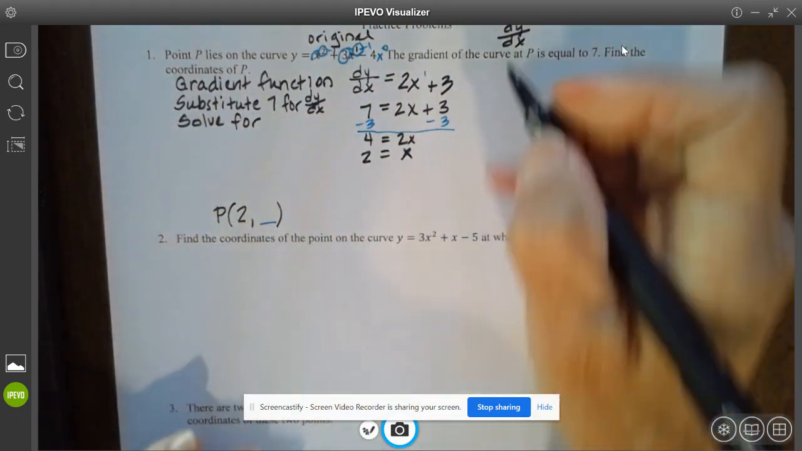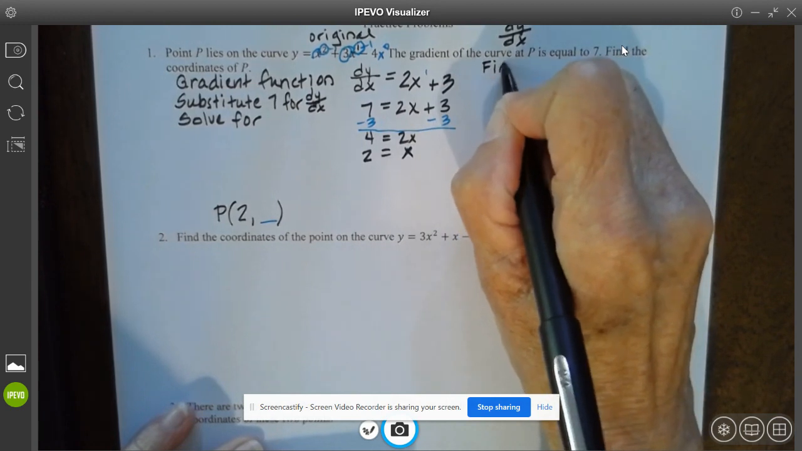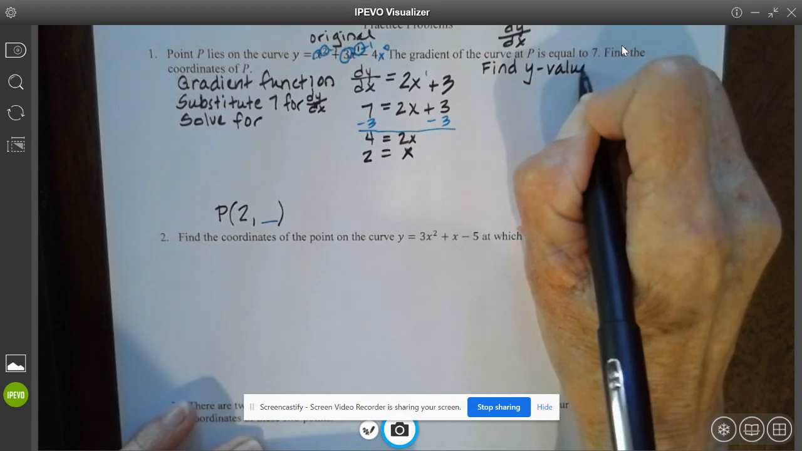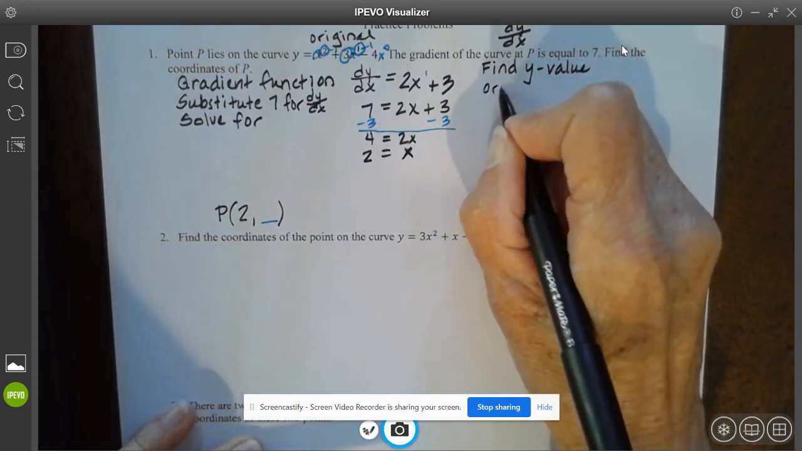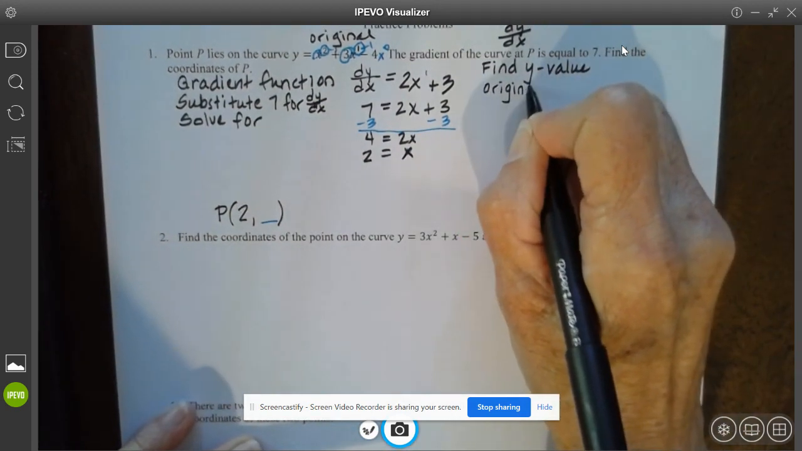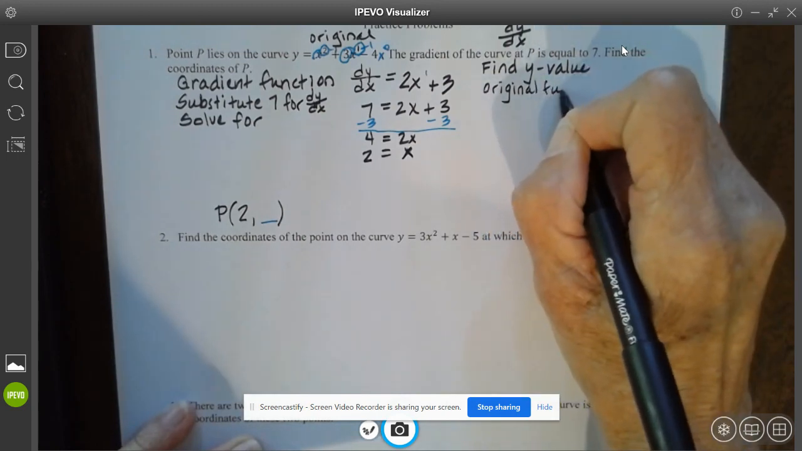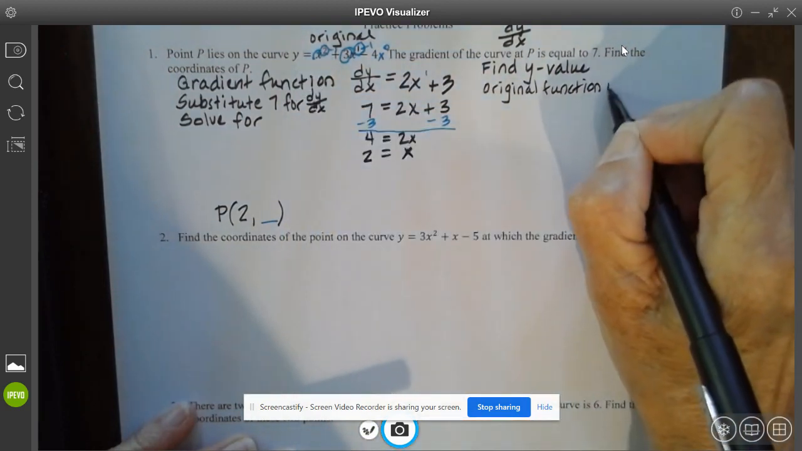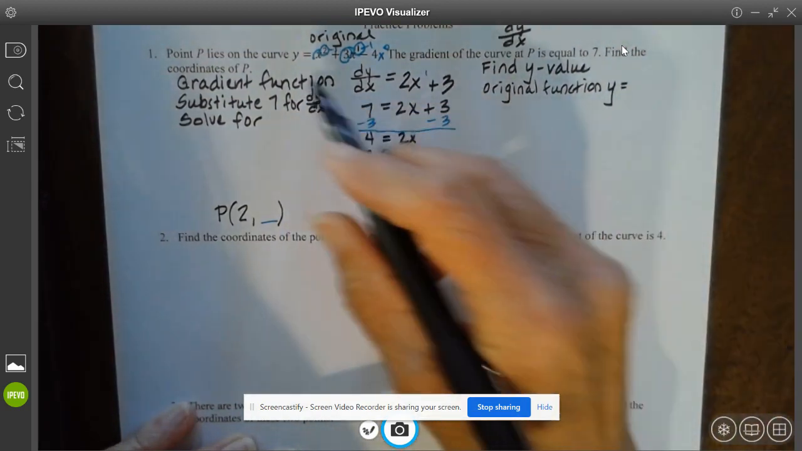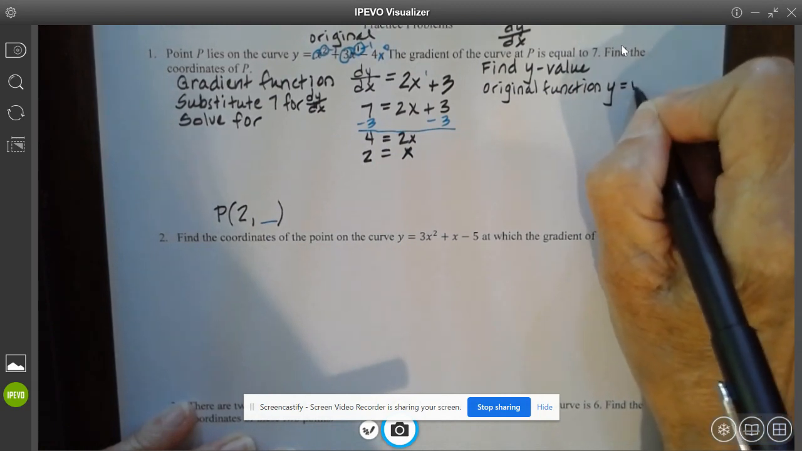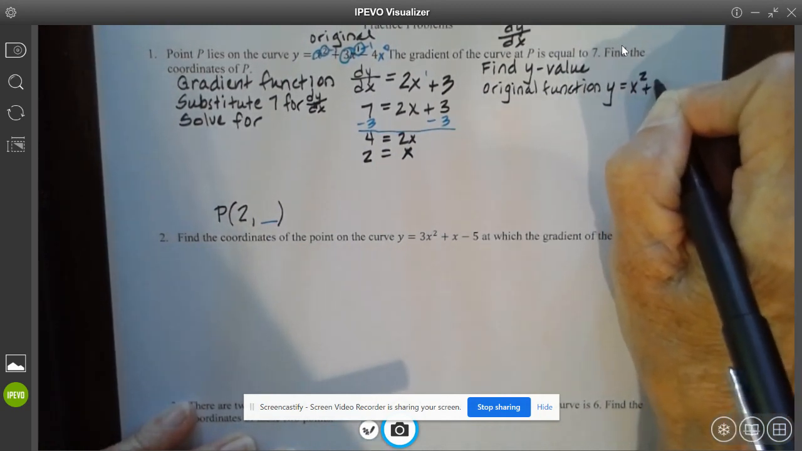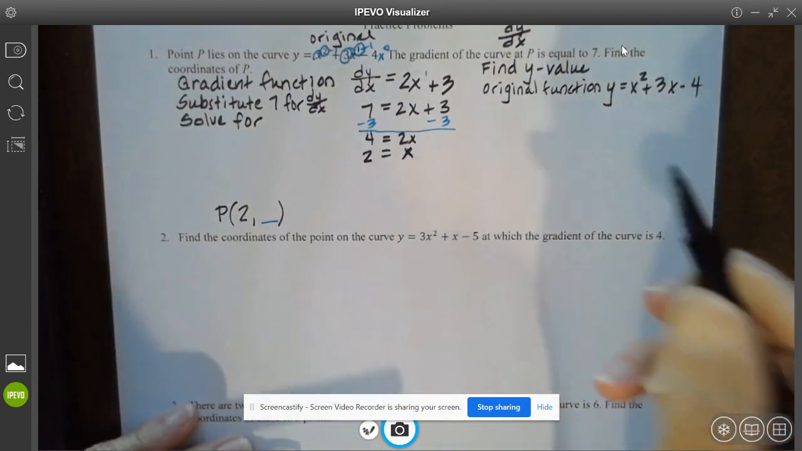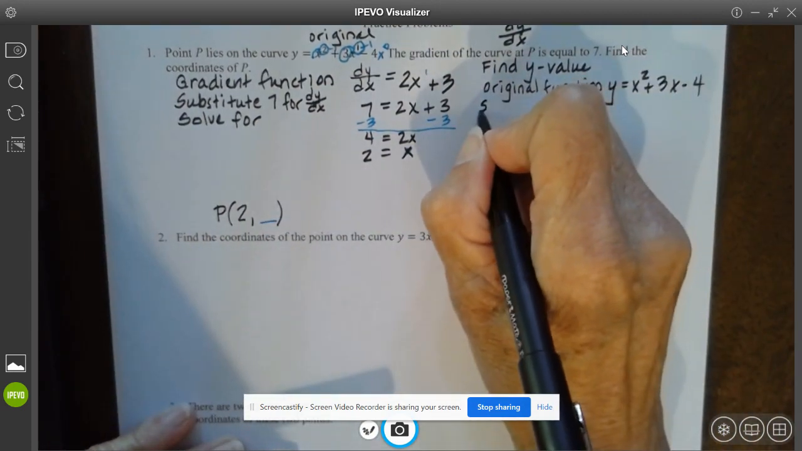To find the y value, it's like finding the height of the rocket on the last example. We have to use the original function, because remember, the original function is what relates x and y. And that original function is y equals x squared plus 3x minus 4. So using that original function, we're going to substitute.